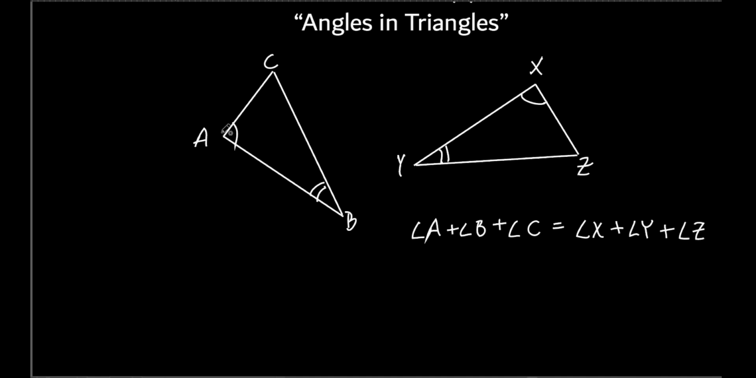But what do we know about this, though? Angle A and X are the same, right? You remember in algebra, whatever you do to one side, you do to the other side? Yes? Everybody with me? Do you remember in algebra, whatever you did to one side, you do to the other? All right, so if angle A and X are exactly the same, what could I do?